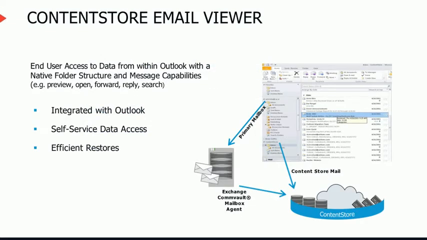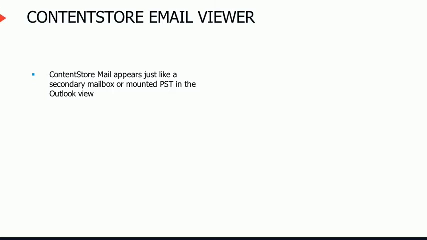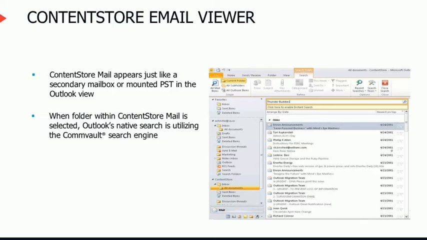The Content Store Email Viewer is a feature that provides a number of advantages over traditional Exchange archive access methods. Because of the intuitive nature of Content Store Mail, little or no end-user training is required. Two items to note are that the Content Store Email Viewer requires content indexing and the Outlook add-in. Expanding on this, the Content Store Email Viewer appears as a typical secondary mailbox in the Outlook interface and is fully integrated with Outlook. Messages housed within the Content Store Mail may be searched across using native Outlook search tools.